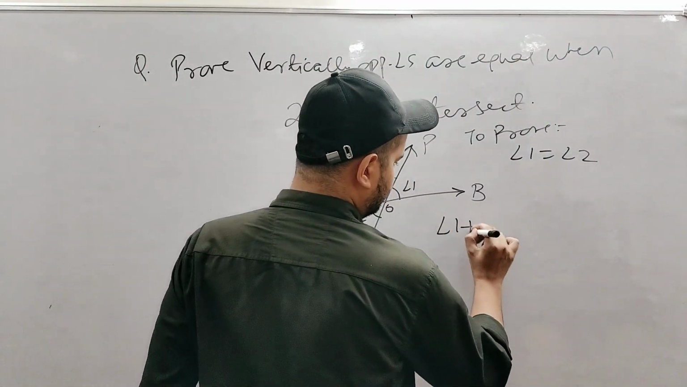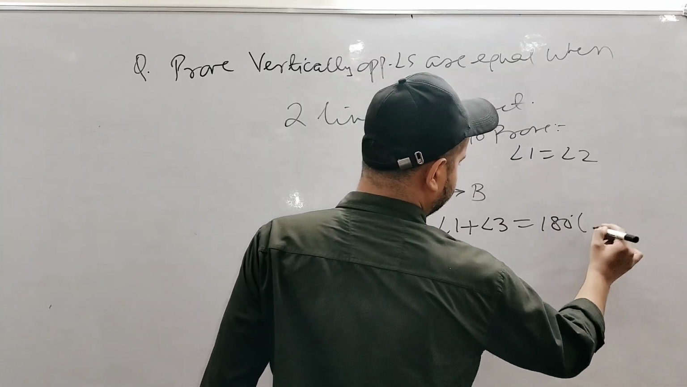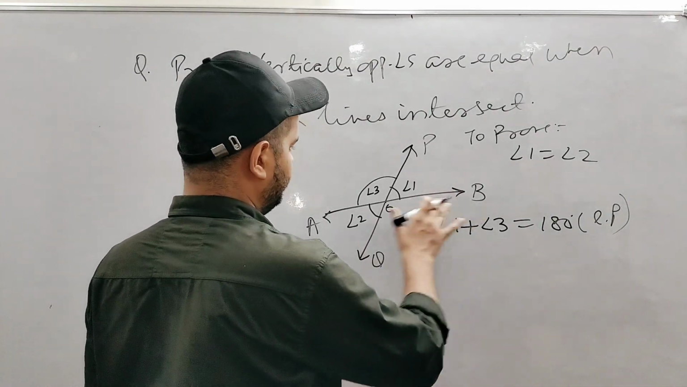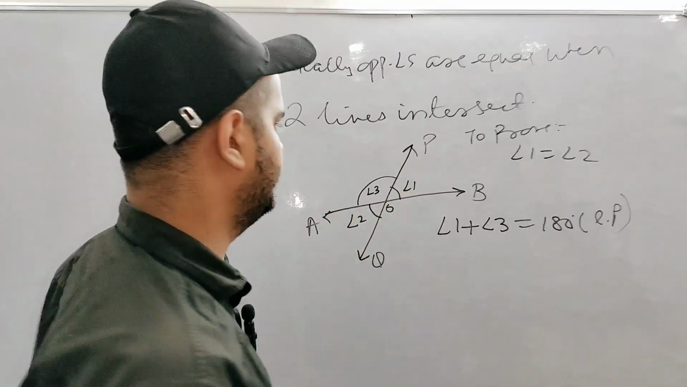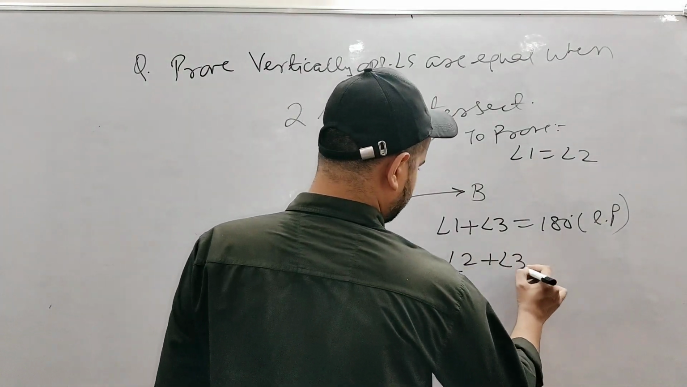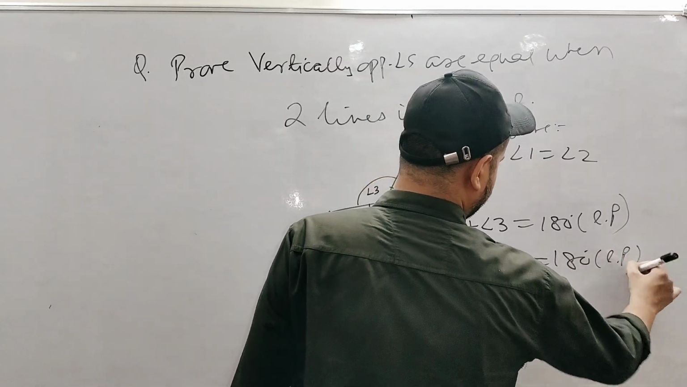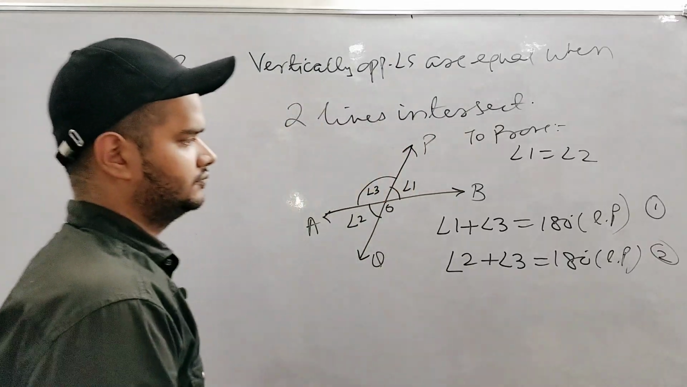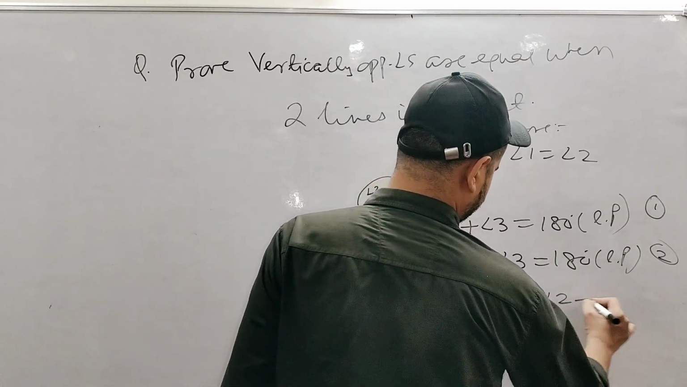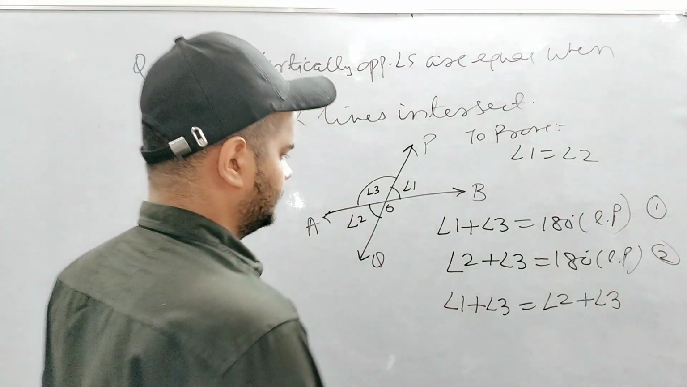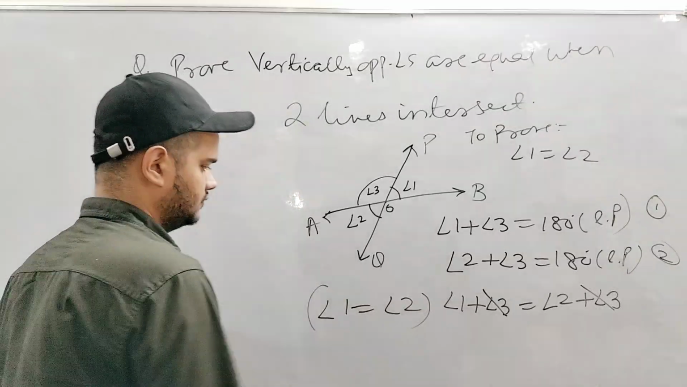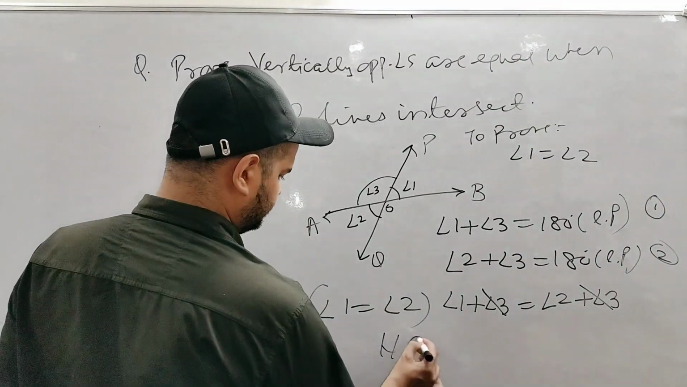AB is a line, so I can say that angle 1 plus angle 3 is equal to 180. Highly important to note it down. Okay. If AB is a line, then angle 3 plus angle 1 equals 180, linear pair. Similarly, PQ is a line, so angle 2 plus angle 3 is equal to 180, linear pair. This is first equation, this is second equation. On using 1 minus 2, we get 3 is eliminated. So we get angle 1 equals to angle 2, hence proved. Okay, note it down.